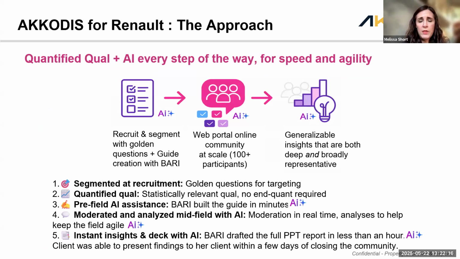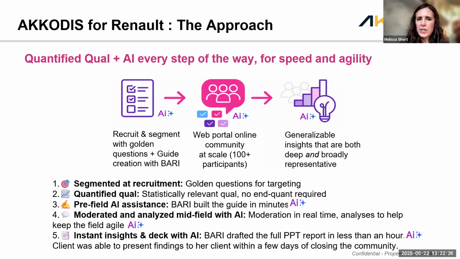And when they were going through, first we did a recruitment and segmentation with golden questions. And that then allows us to, first of all, we had a pretty high end. This was 100 participants in the community. So our recruitment was around 450 to 300 that we did in the recruitment questionnaire.